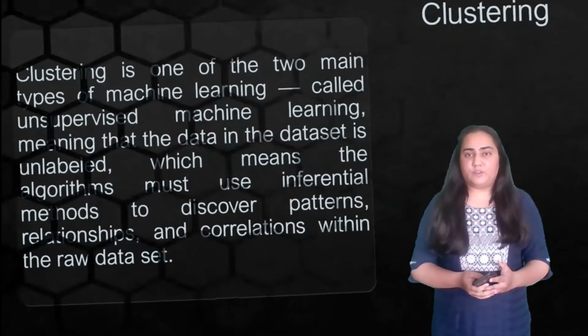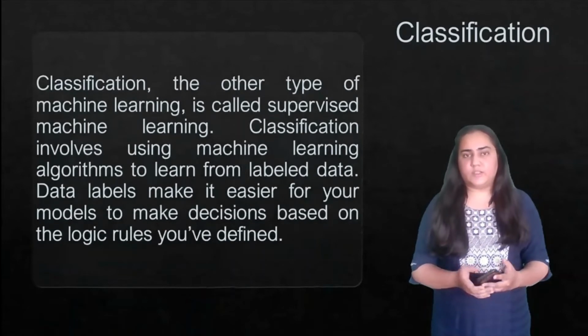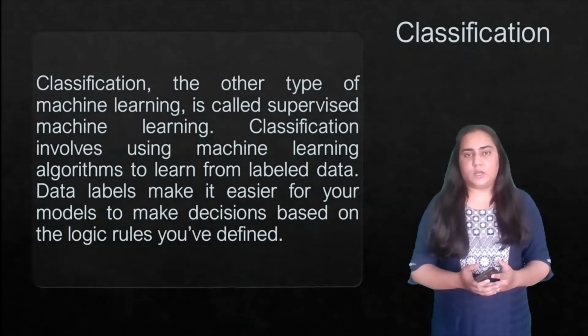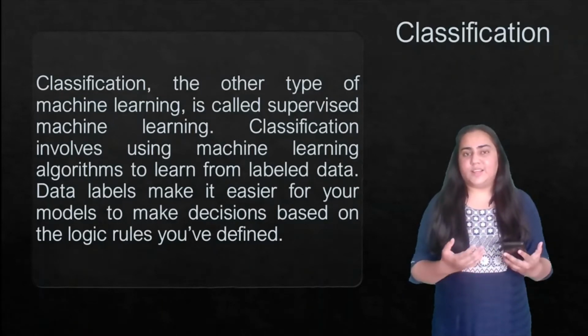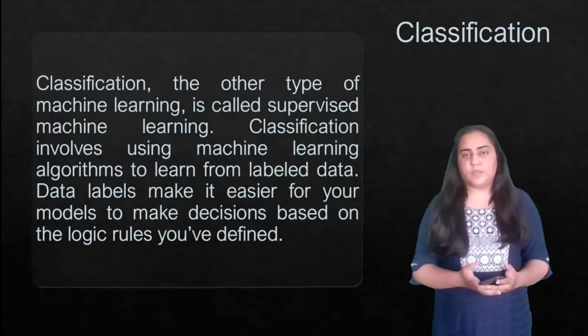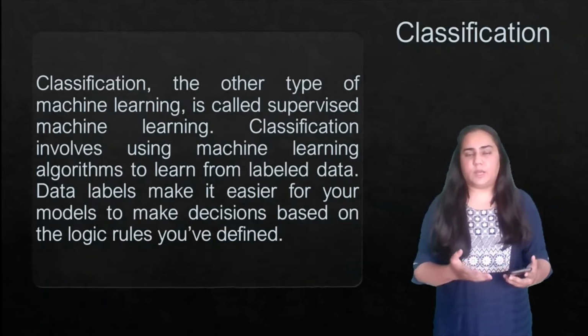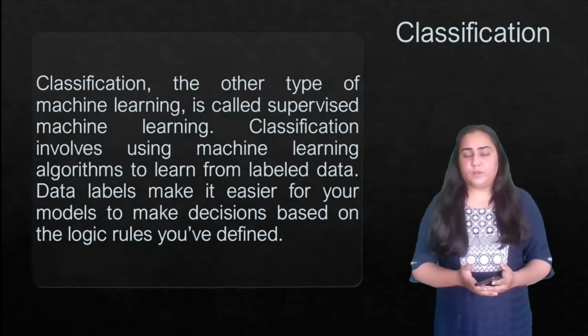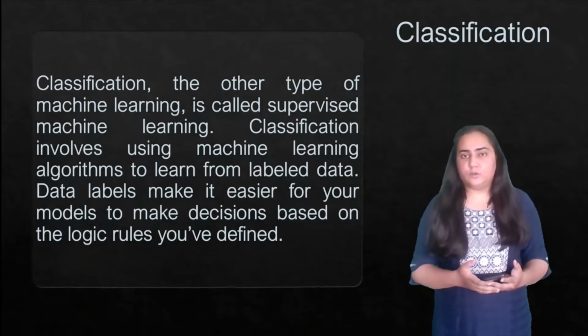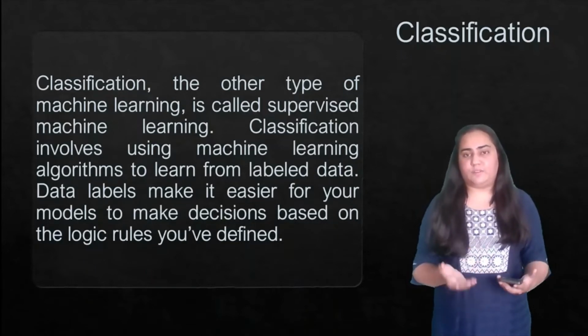So that's how it is different from classification, which is a supervised machine learning method, and it uses labeled data because the labels make it easier for models to make decisions based on the logic rules that you have defined. So when you apply labels to your data set, when you take the trouble to label it, the algorithm obviously learns better because it does not have to make its own conclusions. Rather, it depends on what you have concluded.